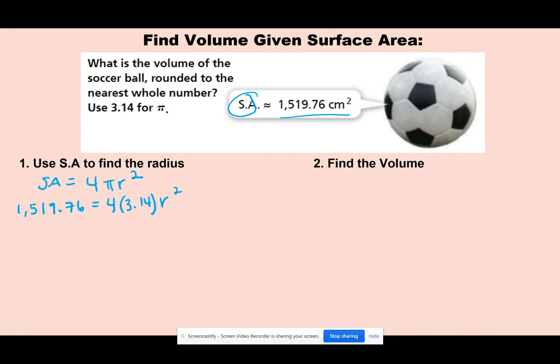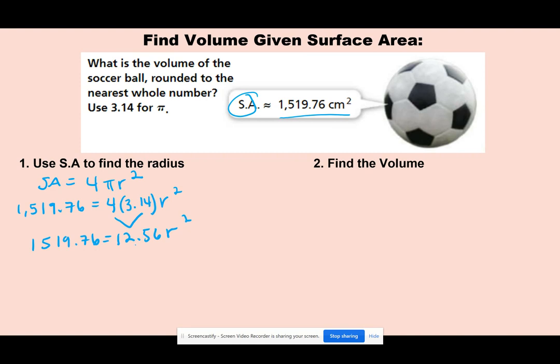Now we need to solve this part right here because we want to get r by itself. If you type in your calculator 4 times 3.14, we get 12.56 r squared. I'm just bringing everything else down.